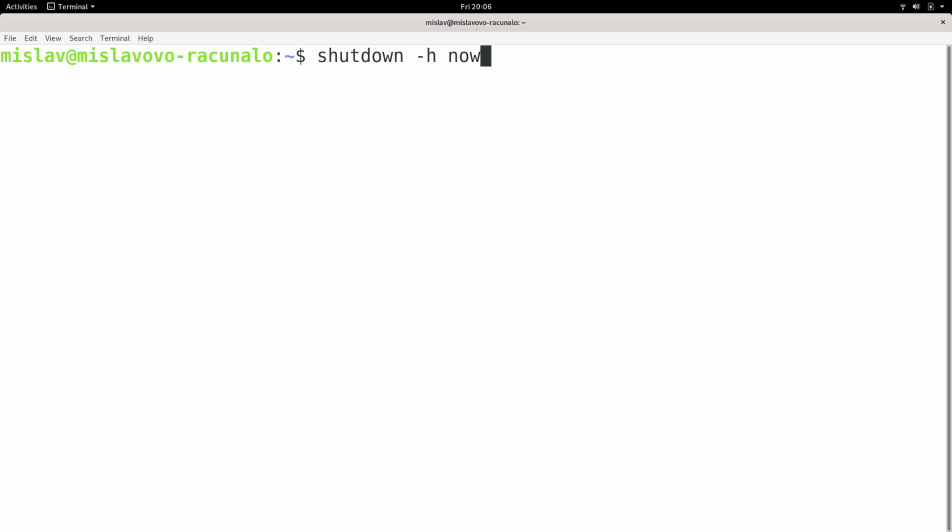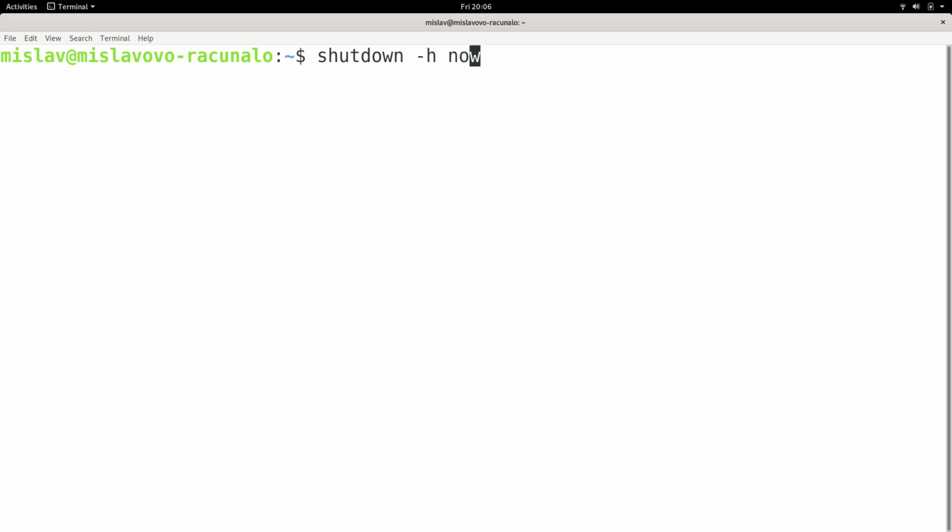Now, if I wanted to restart my machine in this exact moment, I would write it with the -r option, okay? So the -r option means restart, the -h option means halt, okay? It's a shorthand for halt, or at least I think it is, it makes the most sense, which basically means shut it down, okay?